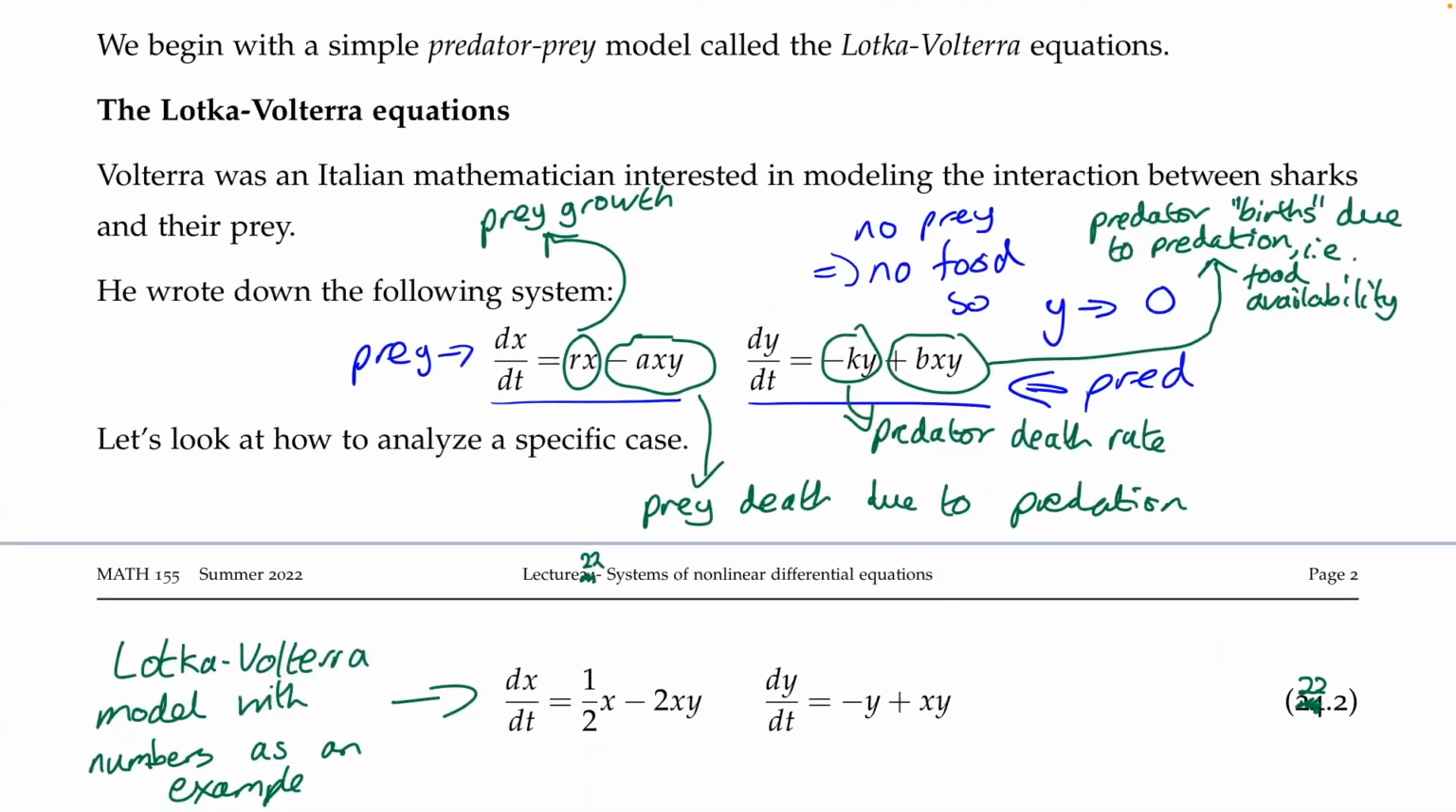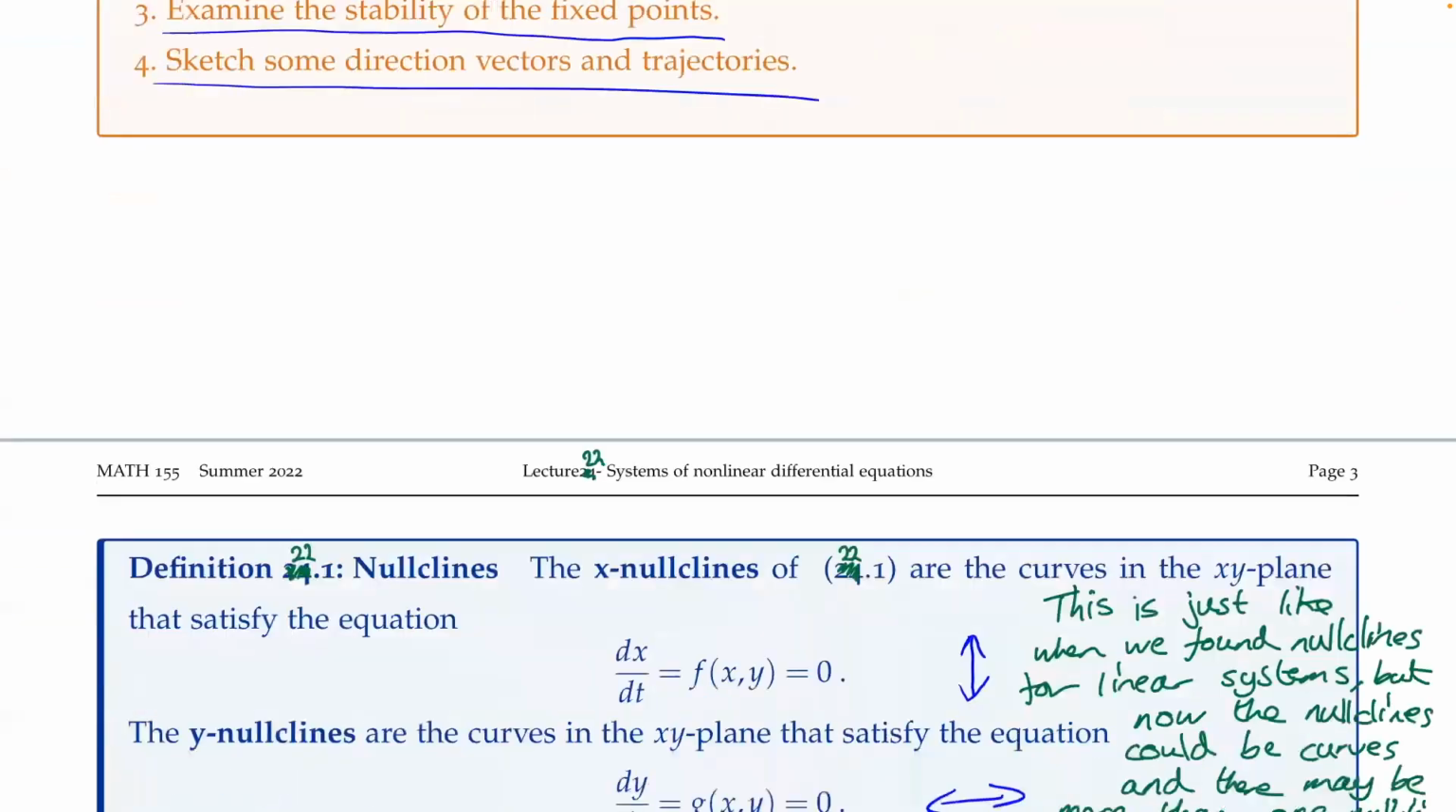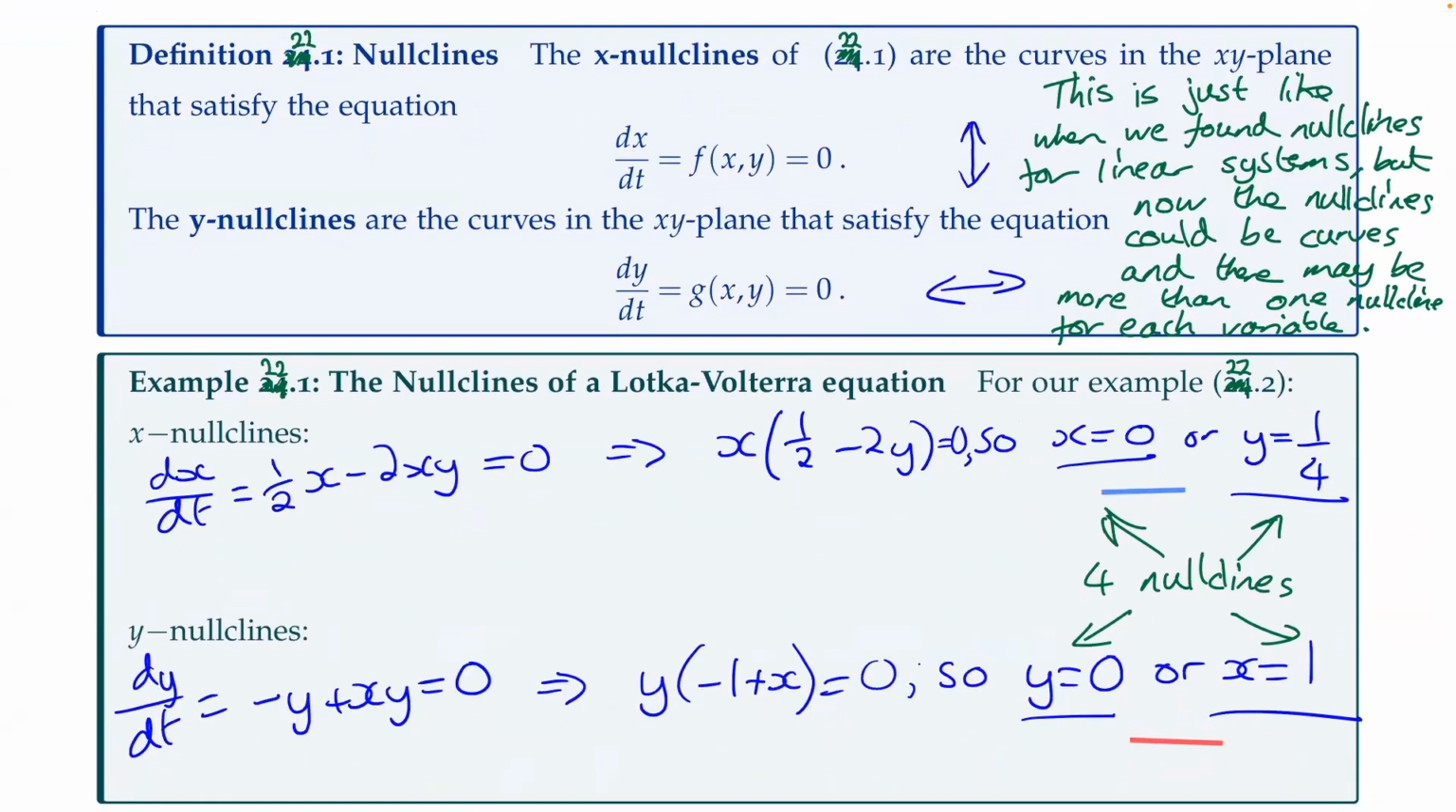The pre-lecture introduced the Lotka-Volterra model for predator-prey systems and then went through some of the analysis for it. The key steps of the analysis are basically the same as for the linear problem, with one key difference. First of all, we find our null lines. So we set our dx/dt and our dy/dt equal to 0, and then solve them. When we did this for linear systems, because they were linear, we always ended up with a straight line, so we just had one null line for each of our equations: one null line corresponding to x and one corresponding to y.